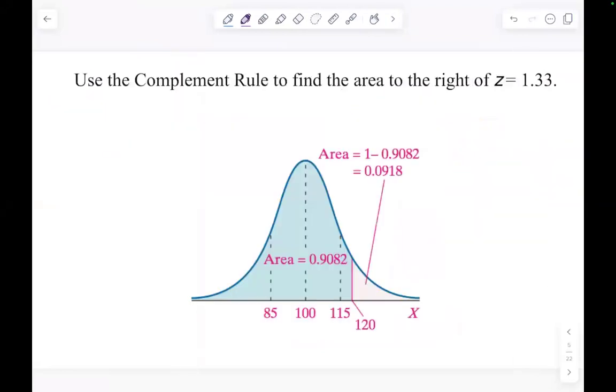Oh, look, there's the picture. That's a little better than my sketch. There you go. So if I was looking for the probability of finding somebody with an IQ greater than 120, it would be about 9%. So it's not unusual, but it's still a pretty small number. You good so far? All right.